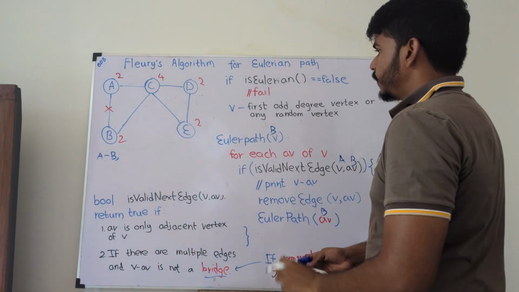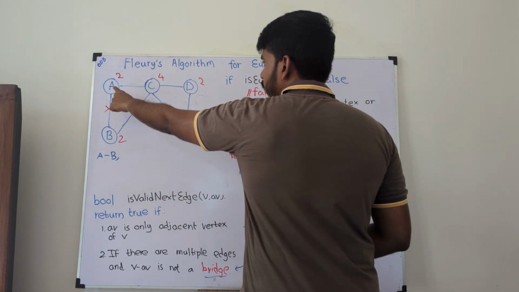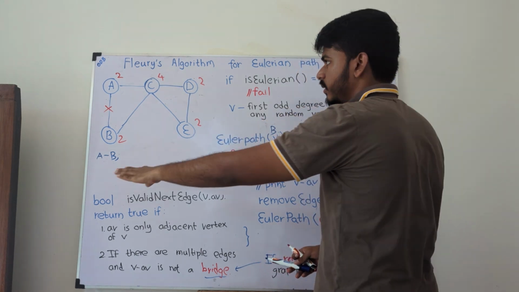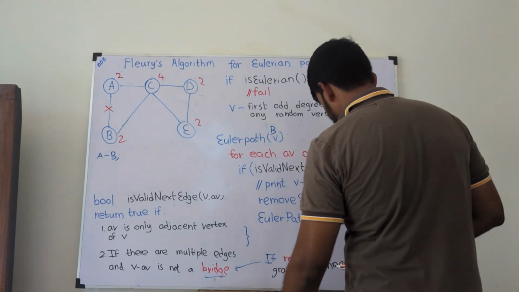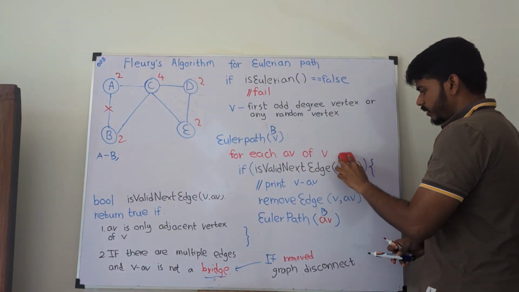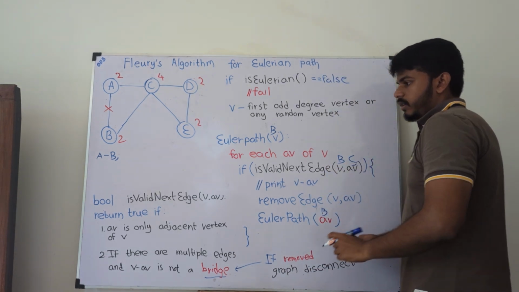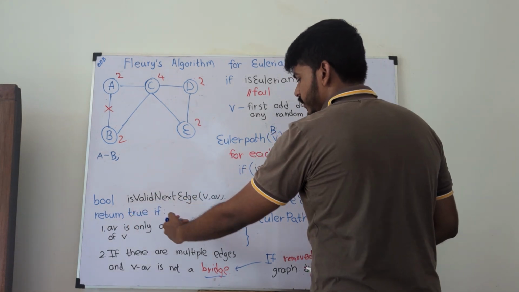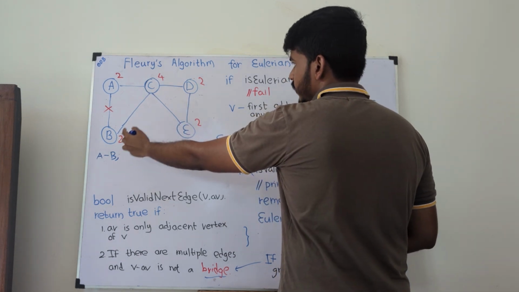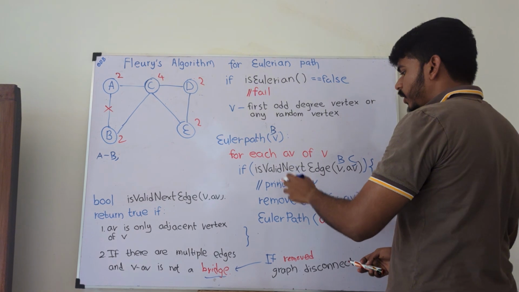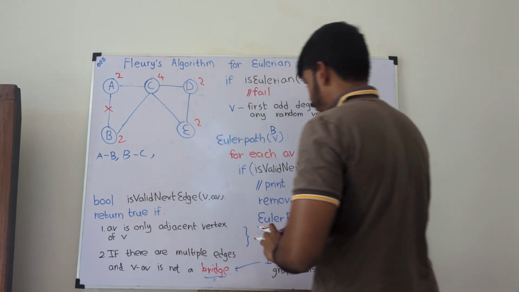Then as the vertex we have taken B. For each adjacent vertex of B, A is not a 1 because we have removed this edge. A is not connected. C is the only adjacent vertex available for B. So here as the adjacent vertex, I am going to take C. Here B's only adjacent vertex is C. So this is going to return true, and we are going to print that edge B to C. Then we are going to remove that edge.